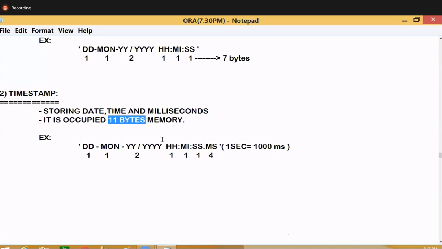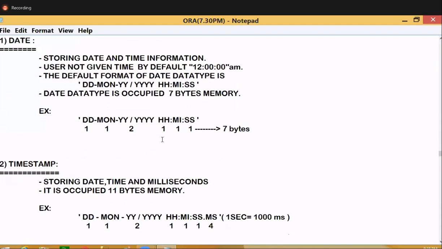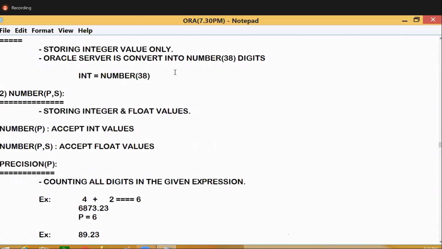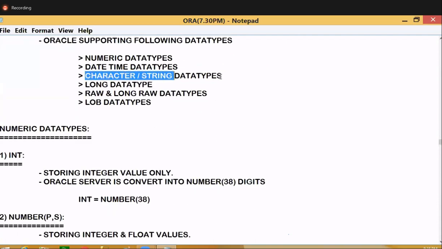Okay, so these are date and timestamp. And the next category of data types is character or string data types. These are very important, so observe carefully.